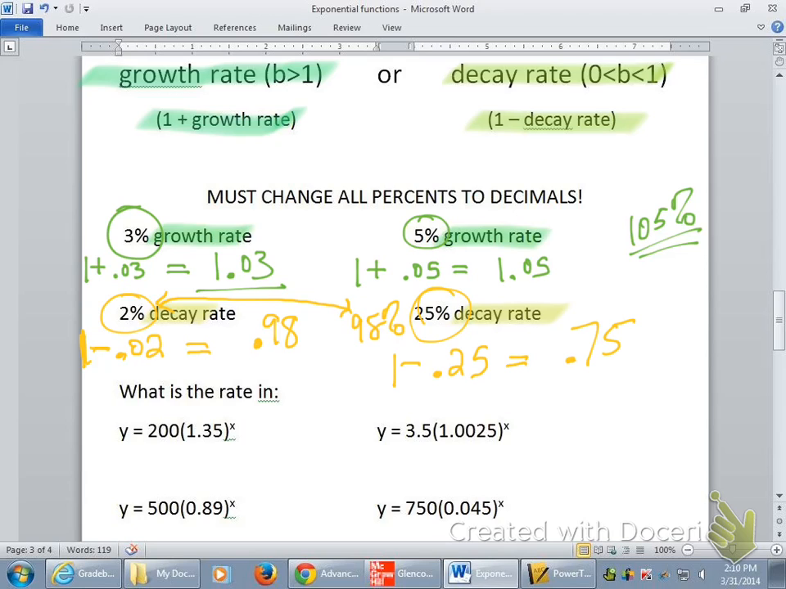0.75. So this is the decay rate. The percentage is 25% decay, but the rate that we're going to use, the factor, is 0.75. Now, where do those come into play? I want you to look at these bottom 4 equations. These bottom 4 equations are all exponential equations. Look, it's a, b to the x. Does everybody see that? Okay.